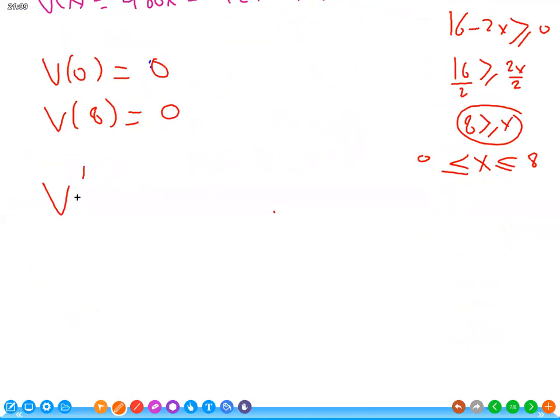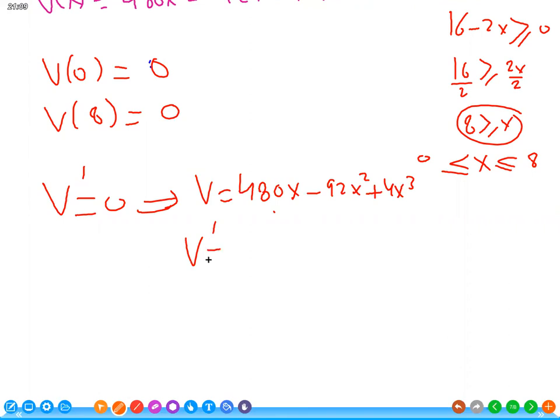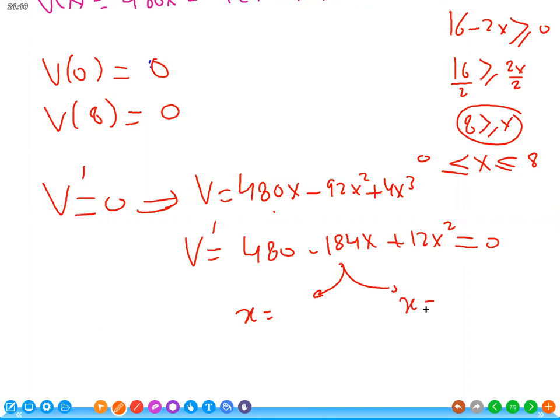Now I want to set the derivative equal to 0. Again, V equals 480x minus 92x squared plus 4x cubed. V prime is 480 minus 184x plus 12x squared, equal to 0. In your calculator, find the roots. It will be x equals 12 and x equals 10 over 3. Here 12 is rejected, it's greater than 8. It's impossible to cut 12 when the width is 16. So this is the value of x to cut from each corner to get the maximum volume.